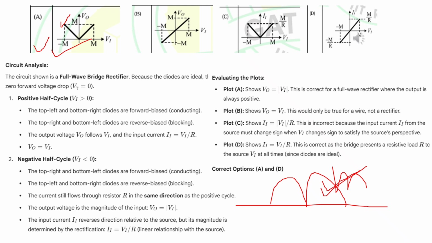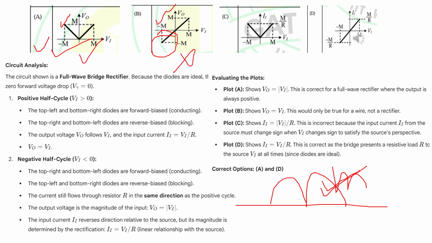Similarly, now the second one, if you look at Vi versus V naught, here in the negative cycle, whenever we are giving minus M, according to this graph, the value of the voltage is negative. So actually this is not happening here. This is the modulus function. So this option is not correct, right? So this is not correct and this is correct.